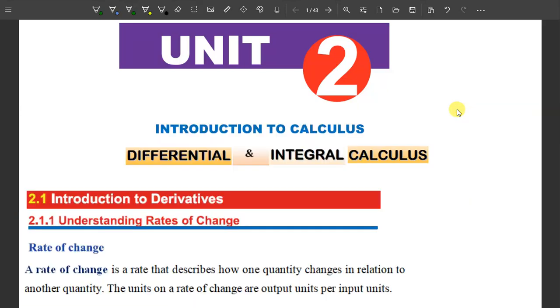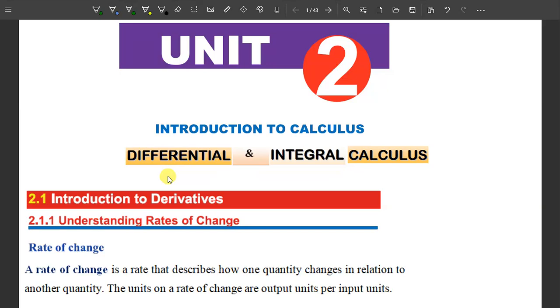Now, before we go any further, let me introduce you to this new mathematics known as calculus. Calculus is divided into two parts. There are two types of calculus: one is differential and the other is integral calculus. Differential calculus is sometimes known as derivation or derivatives. Now let us see the derivatives.